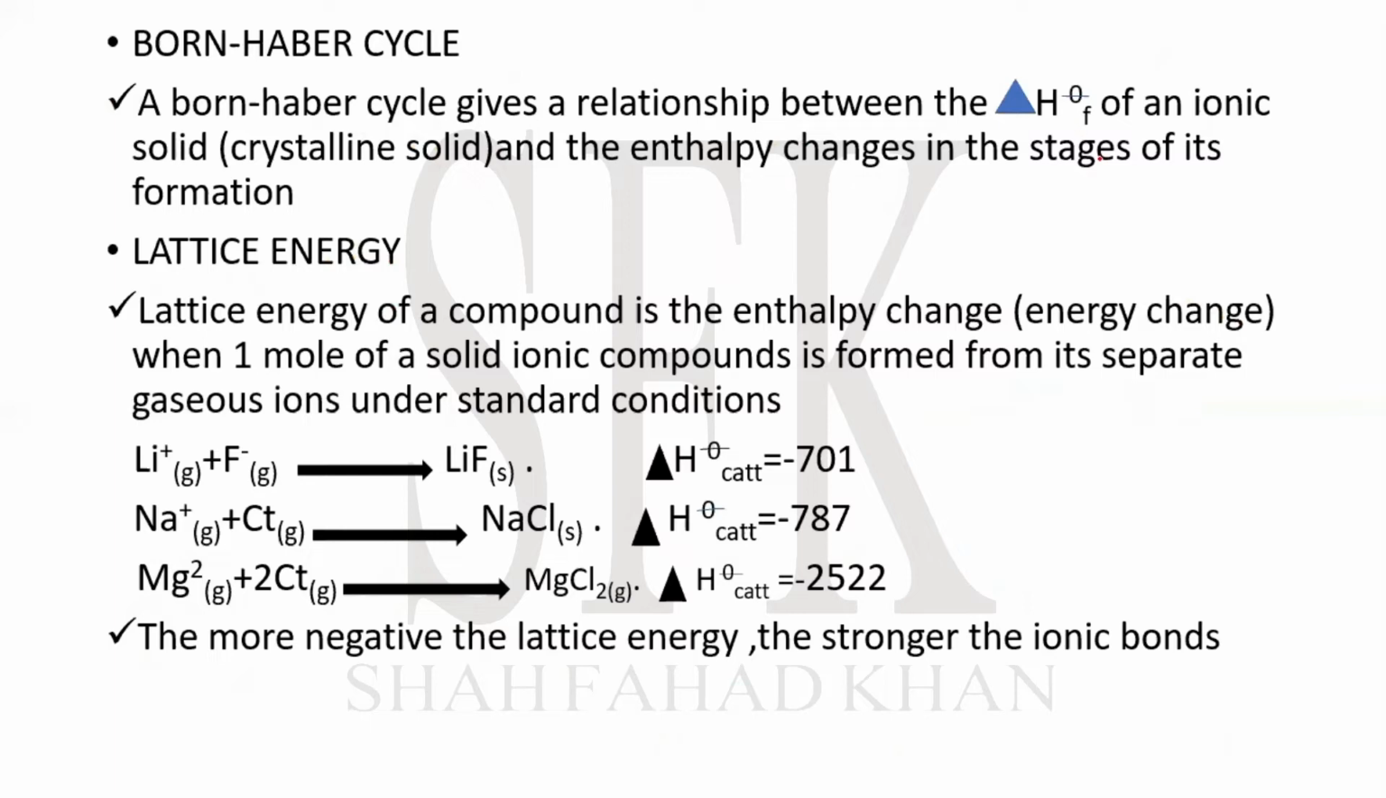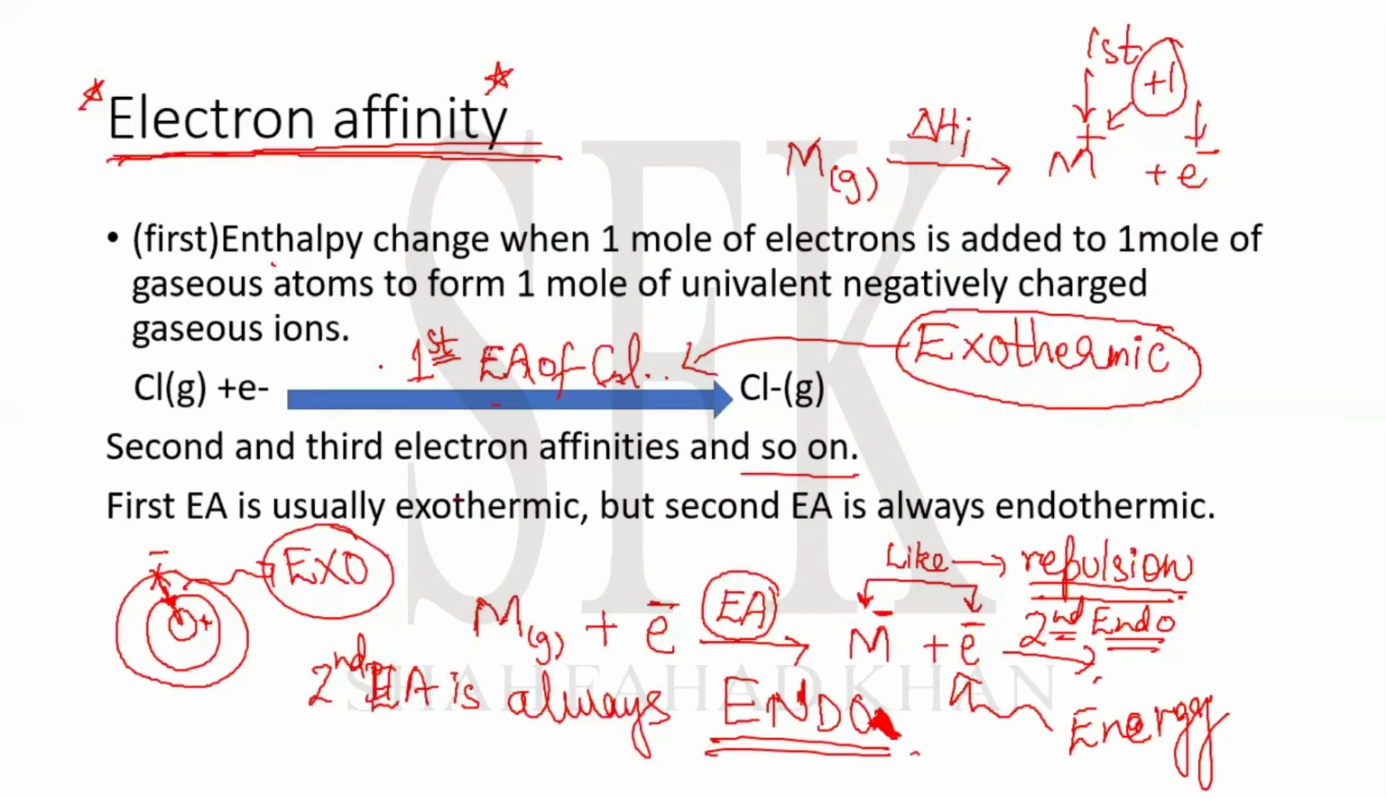You didn't understand the first? Okay, just a moment, Hassan, I'll go back. The first electron affinity is when you're adding an electron to a gaseous atom. That electron establishes an electrostatic force of attraction with the nucleus of that atom. This establishment of electrostatic force of attraction is just like bond making, bond forming, and since bond forming is exothermic, that's why this is generally exothermic. Now do you get it?